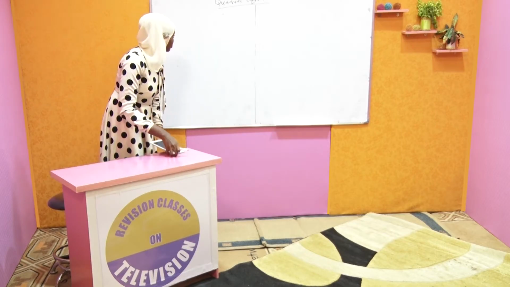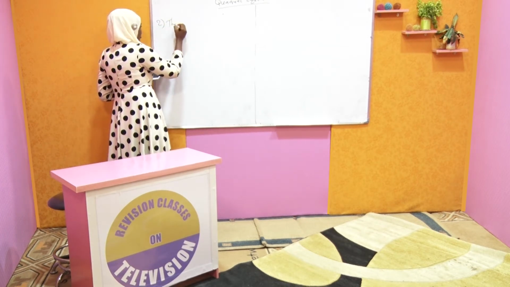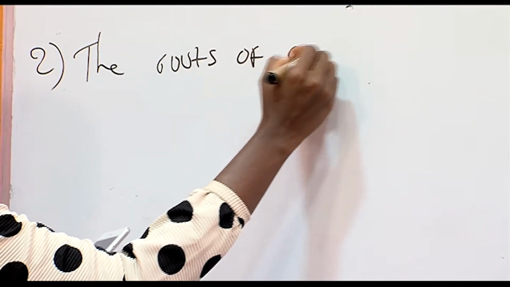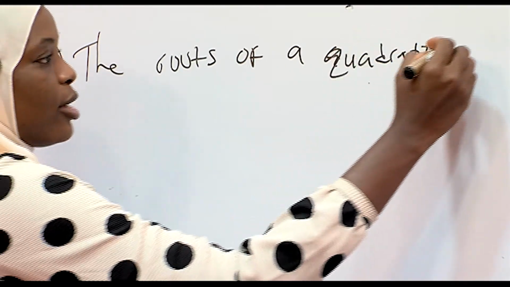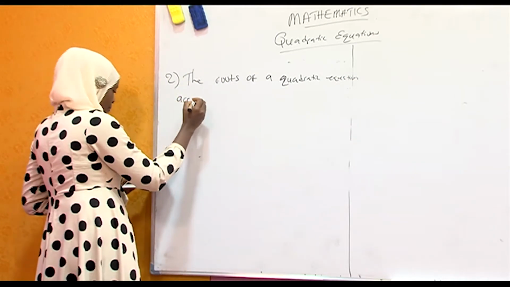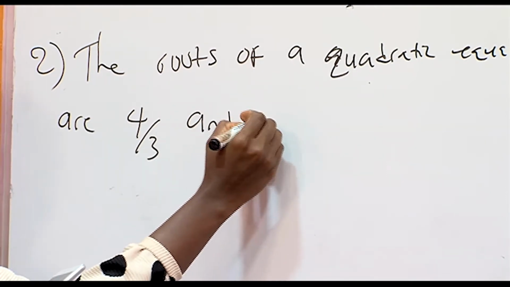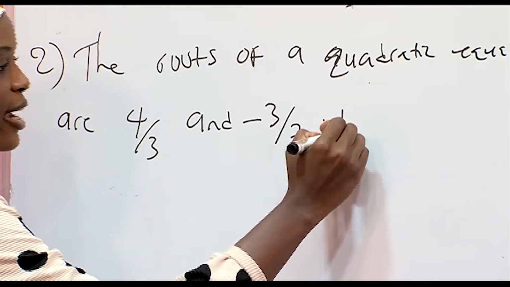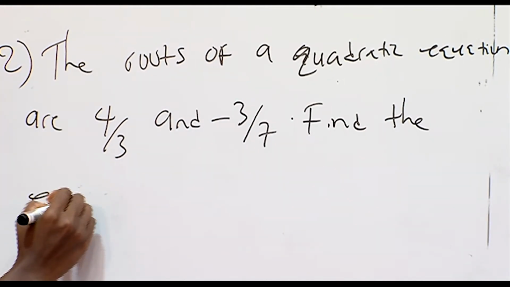Question number 2. The roots of a quadratic equation are 4/3 and minus 3/7. Find the equation.